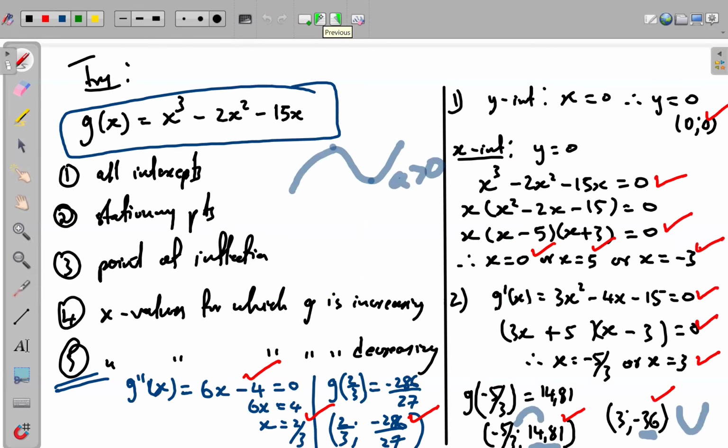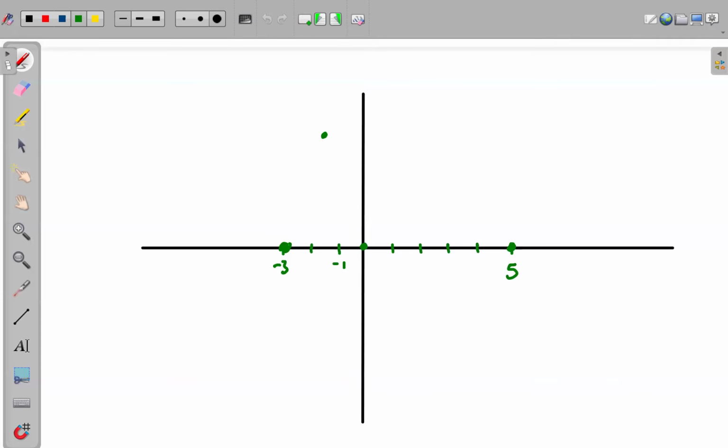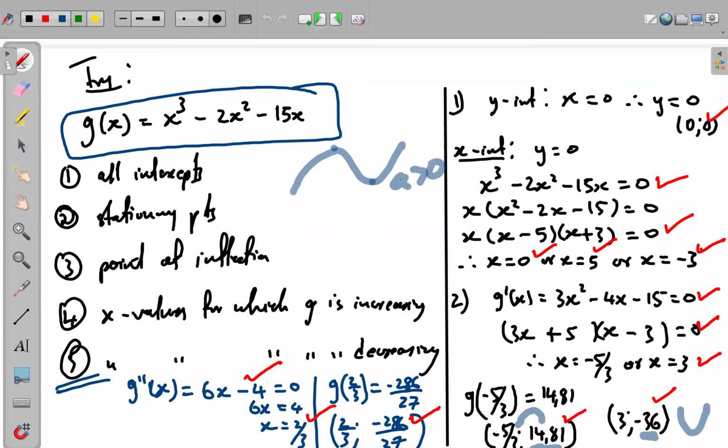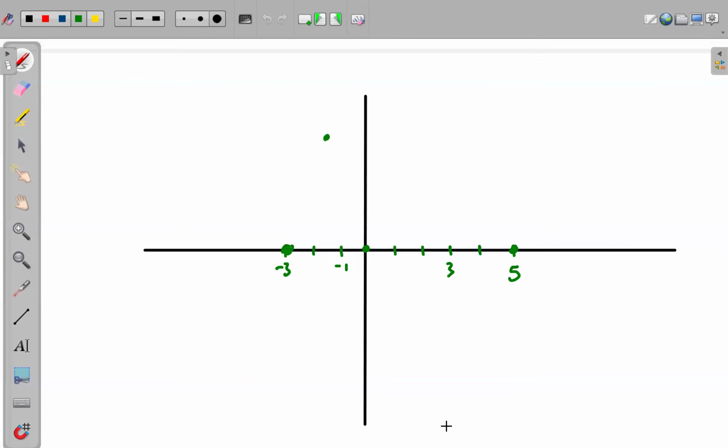And then the 3 and the 36, here is where 3 is. It's actually a minus 36, as you can see it. So somewhere there. Okay, not drawn to scale. So remember, we are anticipating a shape like that. Obviously this is the one turning point. There's the other turning point.